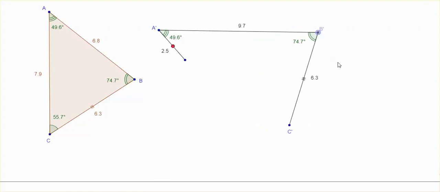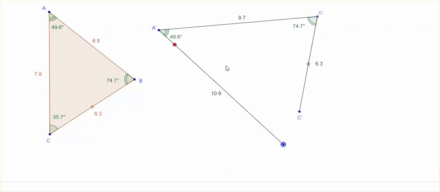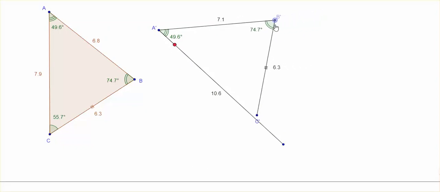So your goal is to connect these 2 points to make a triangle. I can pull this to make it longer. I can move that. Okay, there we go. I can make that shorter. Now I have to make a triangle, so I don't want that end part sticking past. And notice when I have a triangle, it gives me that third angle.